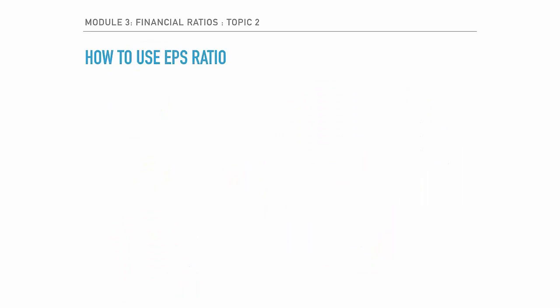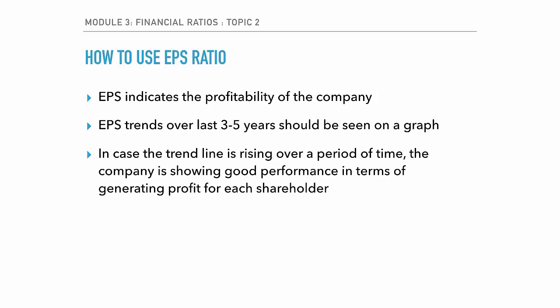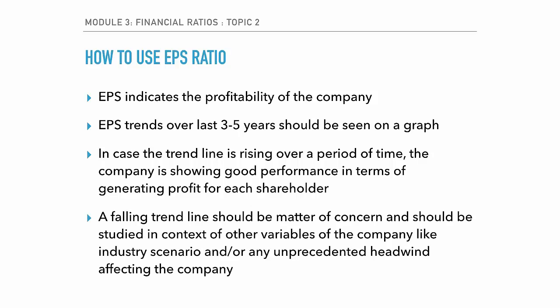Let's understand this in a bit more detail. Also, we need to understand how to apply the EPS ratio, which is the more important thing. So EPS, as we've discussed, indicates the profitability of a company. EPS trends are usually studied over the period of 3 to 5 years in the past and seen over a trend line. If there is a rising trend line, then you're good to go and the company is a good performer. But in case of a falling trend line, you need to go deeper to assess the reason for the fall.